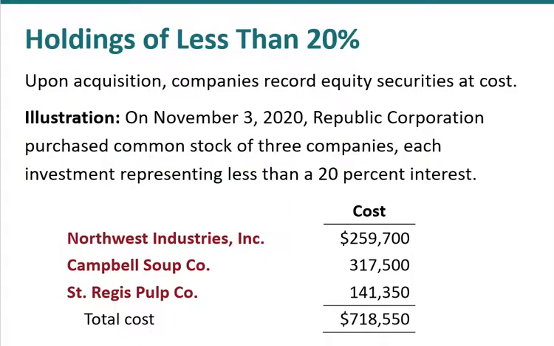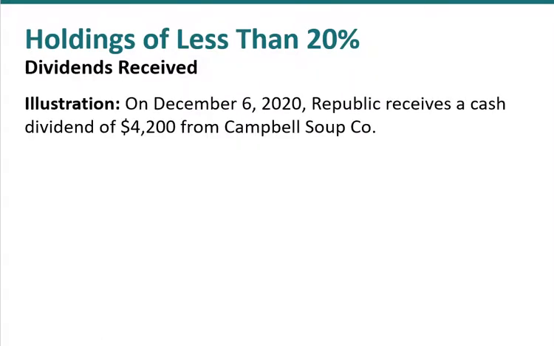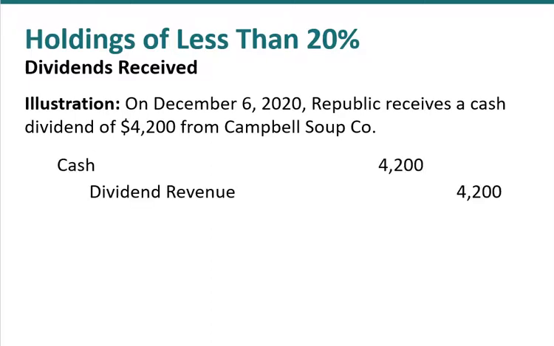We've purchased the common stock of 3 different companies, and we hold less than 20% of the outstanding shares of Northwest, Campbell, and St. Regis. And there's the cost of our investments. If we were to receive a dividend from one of the companies, let's assume a $4,200 dividend from Campbell Soup, we record the cash and we record dividend revenue. There's no journal entry impacting the equity account or investment account on our books.